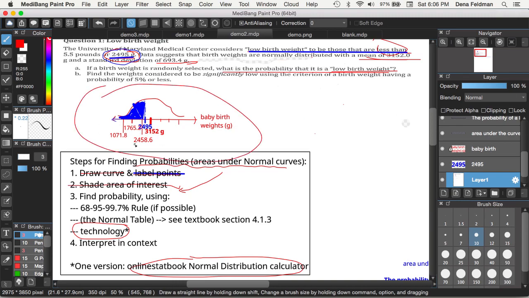Alright, so I'm interested in looking at the birth weights less than 2495. I'm interested in knowing the proportion of all birth weights less than 2495. So when I go back to my calculator, I'm going to have to include this information, this fact, this less than 2495. And the picture will change.